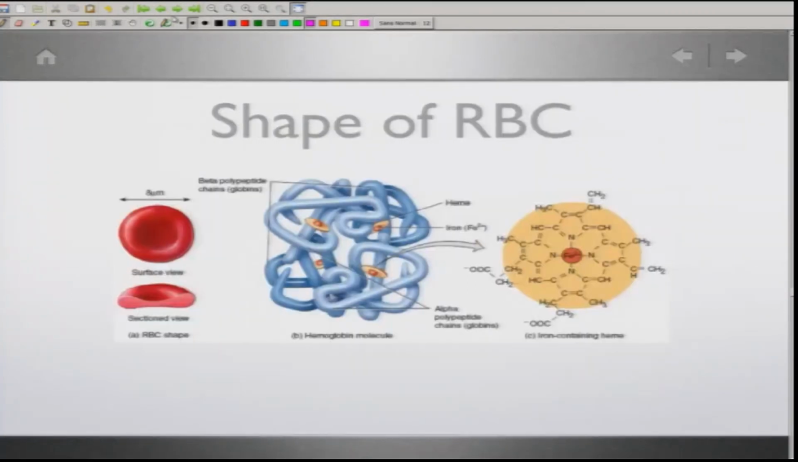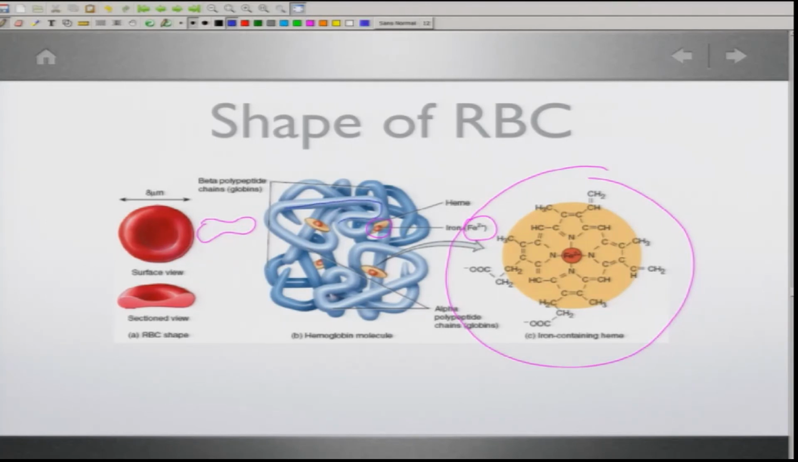Okay. Now, coming to the shape of the RBCs. So, this is how the shape of the RBC is, and this is what I was telling you about the hemoglobin molecule, where iron is sitting in the +2 oxidation state. So, this is the heme moiety, and this is the globin protein, the blue color that you see out here.